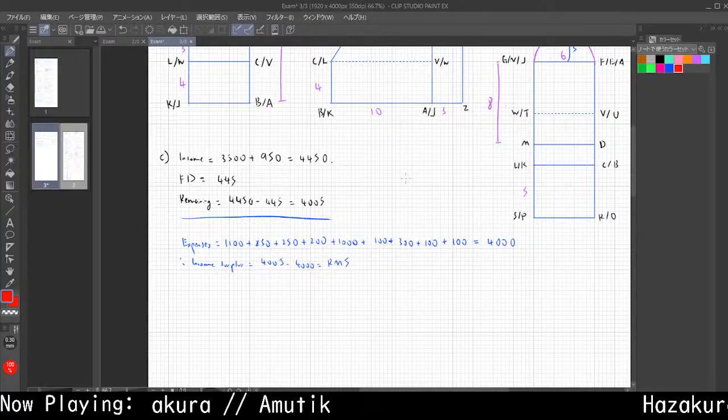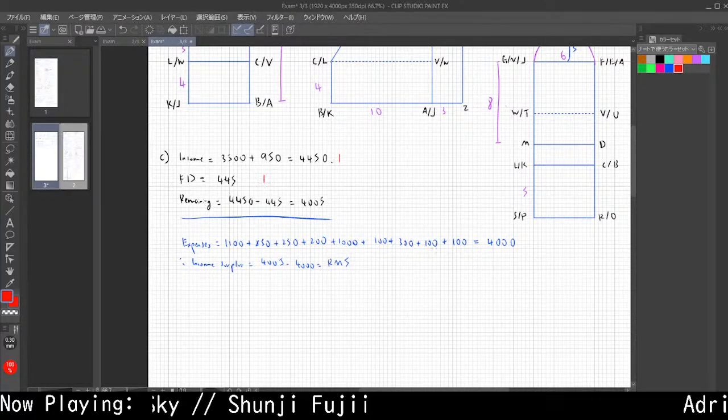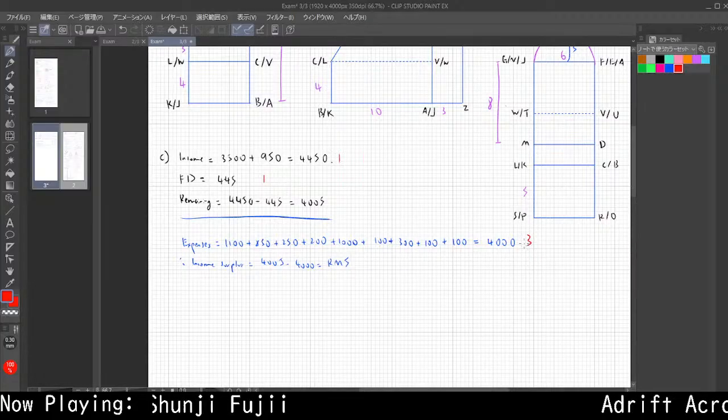Mark distribution. Calculating until FD gives you 2 marks. The expenses itself is 3 marks. Calculating income surplus is 1 mark, for a total of 6 marks.